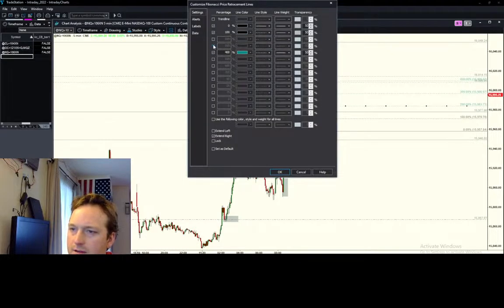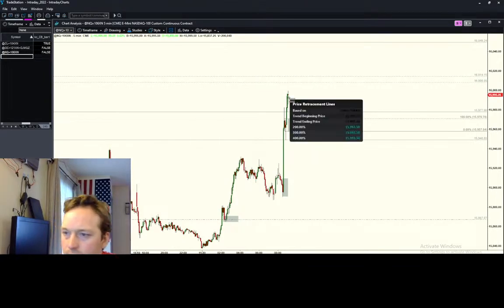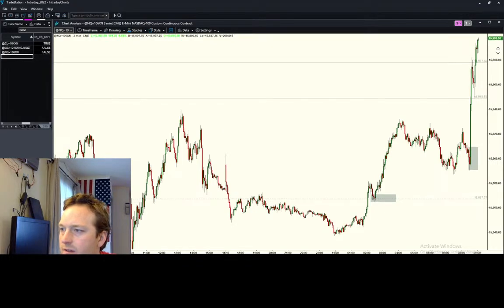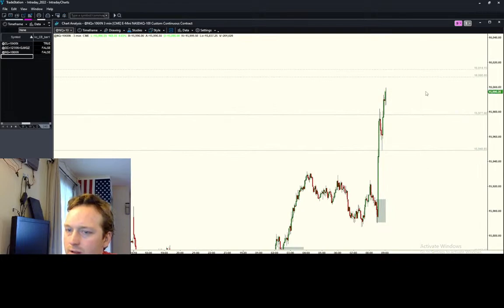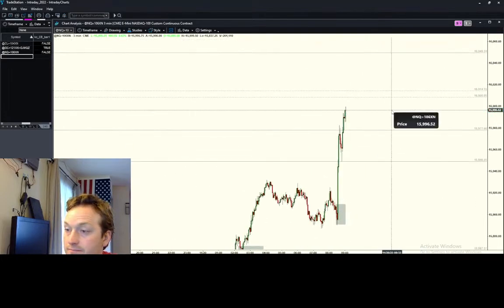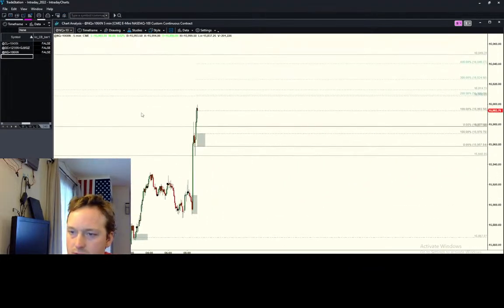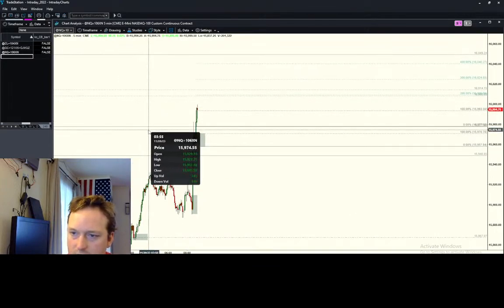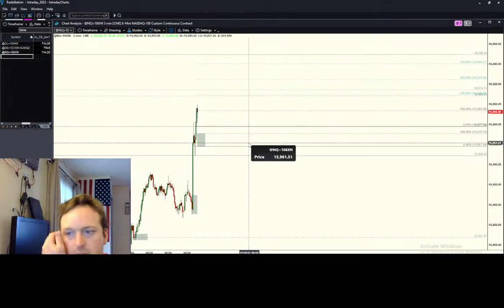If it breaks that high, dude, that is crazy. I've seen crazy, but if it breaks that high, it's bullish. Look at that go. Wow. Did it break that high? No, it did not yet. Wowzers. Wow. This could easily go up if it breaks that high.